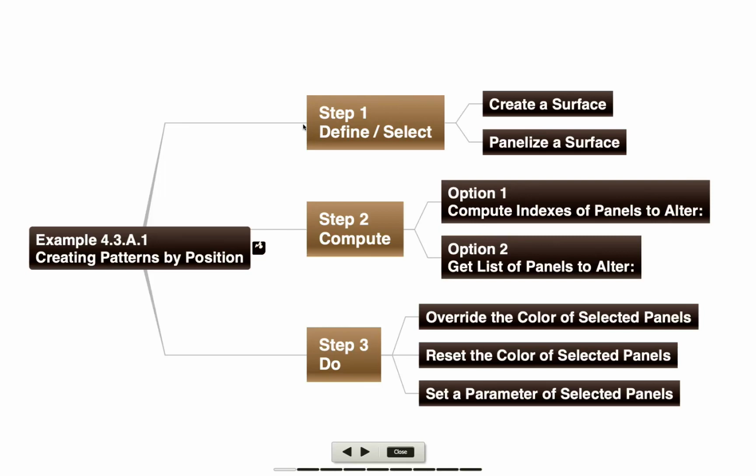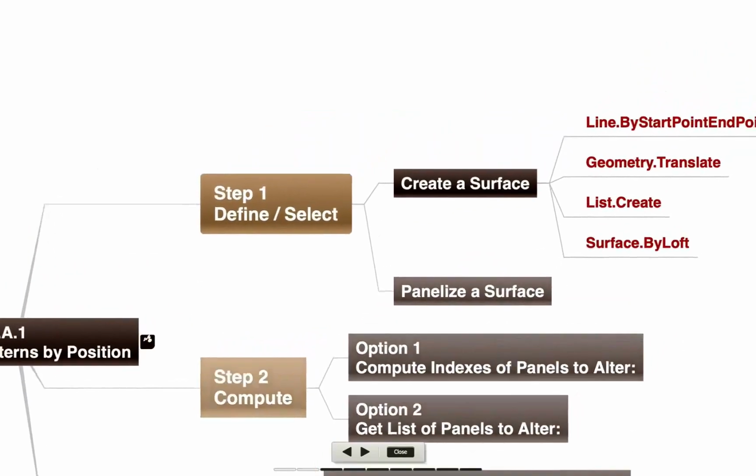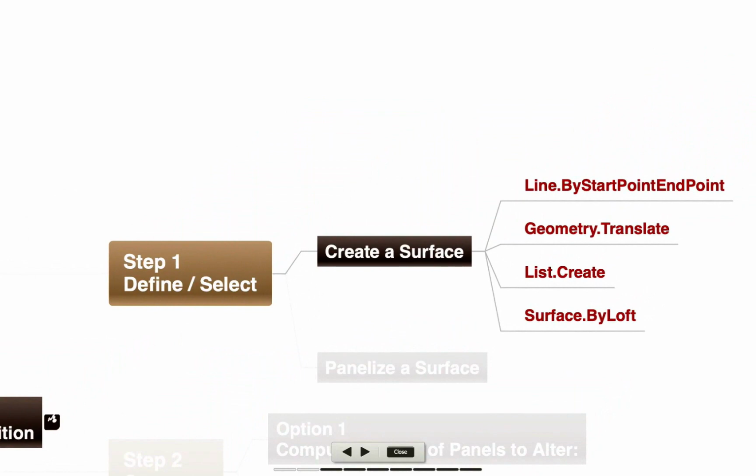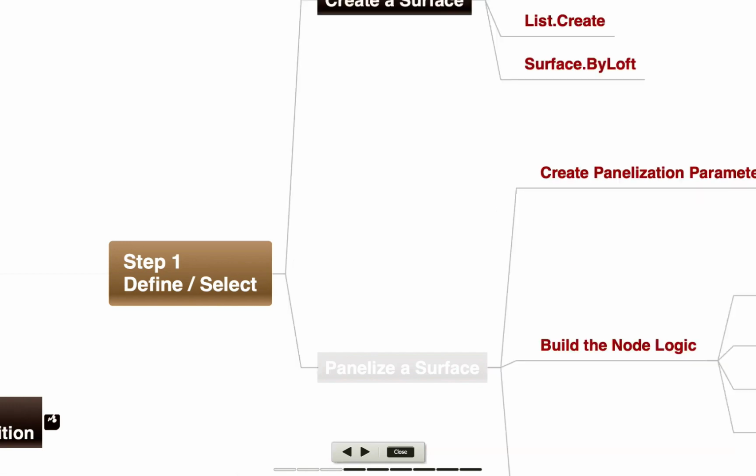As the first step in this example, we're going to create a surface and panelize that surface. We're going to create the surface by creating a line by start point and end point, and then translating that line up to create an upper line, and then create a list of those two lines and loft those together to create our basic flat wall surface.